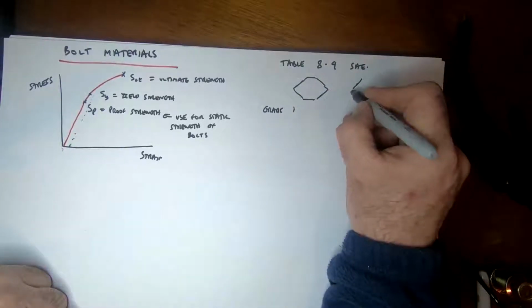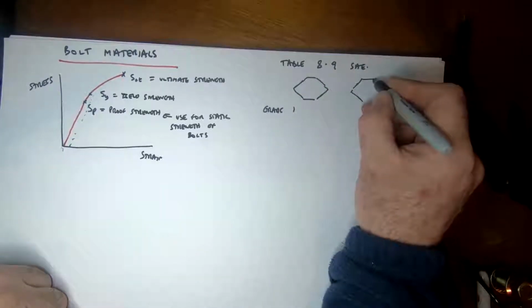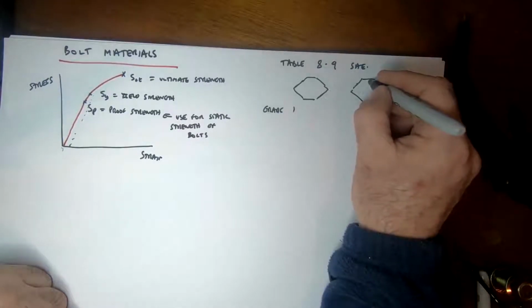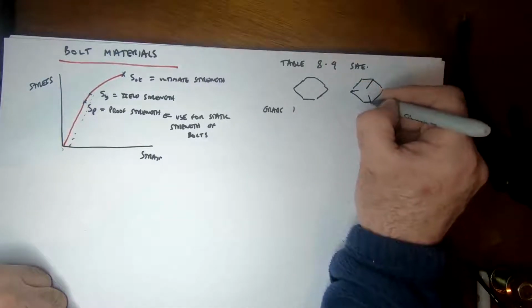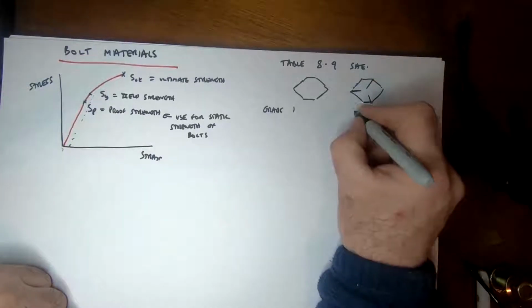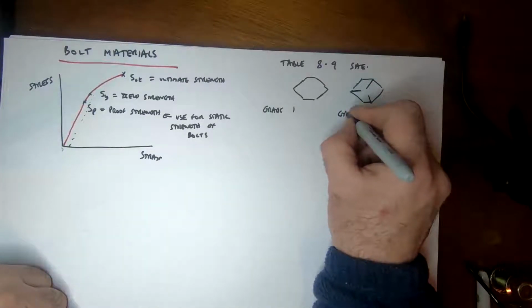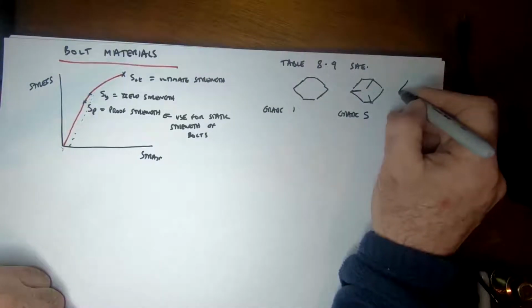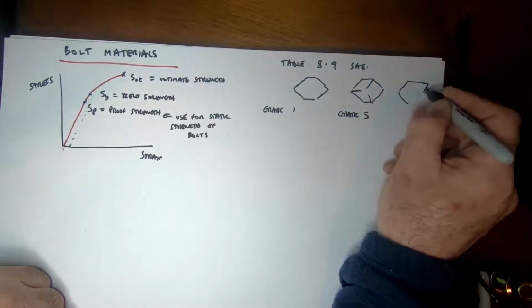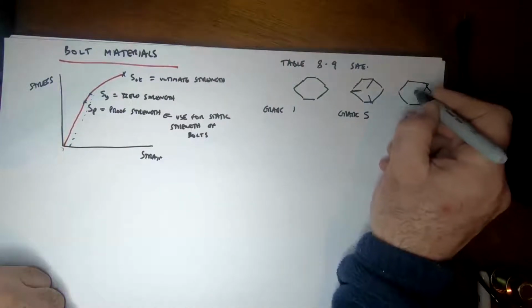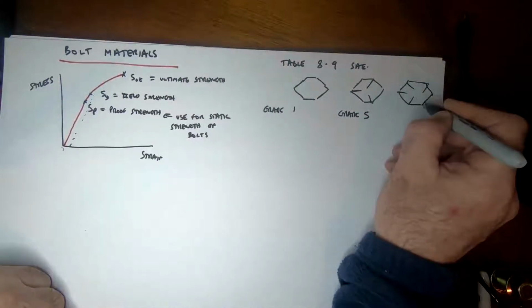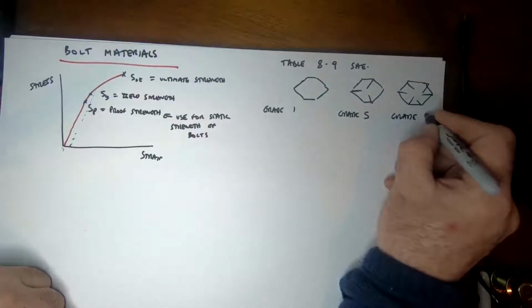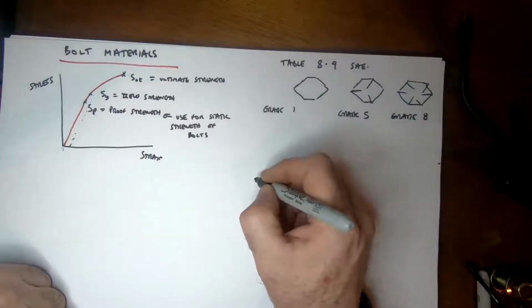If there are 3 marks on the bolt, which this one just had, then that's a grade 5. And then if there are 6 marks, then that's a SAE grade 8.